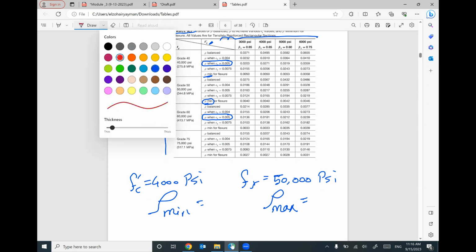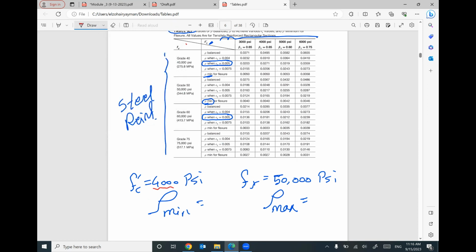Very easy. First of all, the value of F prime C is 4,000. This is the one. The value of F yield, the type of steel, is 50, so we have 50,000. Based on this column and this column, I can tell you the value of rho minimum will be 0.004. And the value of rho maximum will be 0.0217. That makes sense? It's very easy.